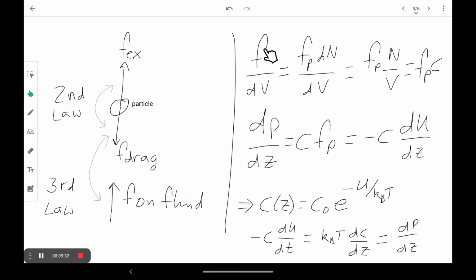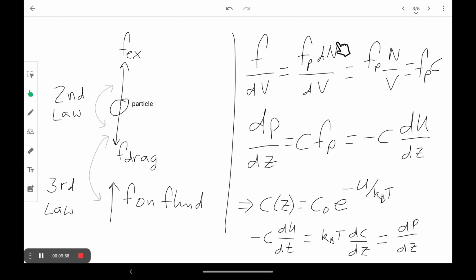So if this is the net external force acting on all the particles, and there are n particles, or let's say dN in the little dV volume, if we say F sub P is the force per particle, then the net force on all the particles is equal to the force per particle times the number of particles. Okay, and we're talking about this small volume.